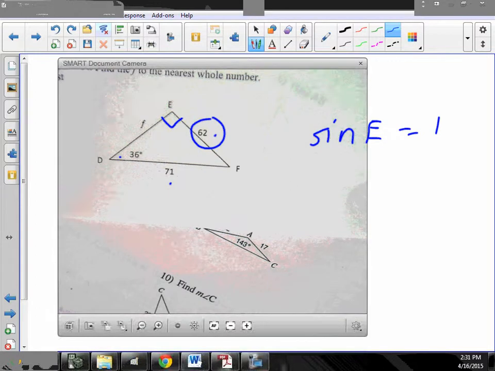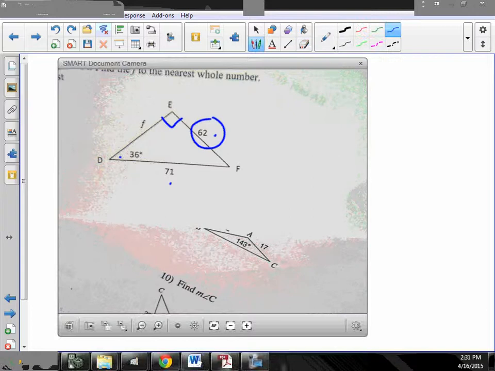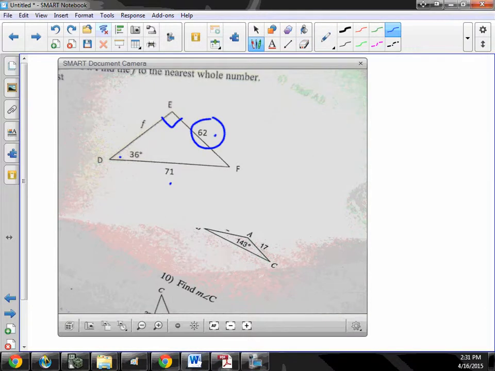Right triangles are really popular in trig, but when you move on to the law of sines and cosines, they just don't happen very often. So that probably won't happen. Yes? No, use the law of sines. Law of sines will tell you angle E.